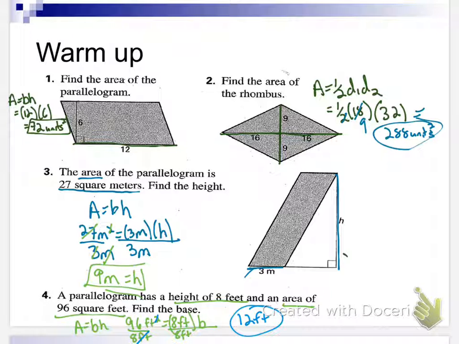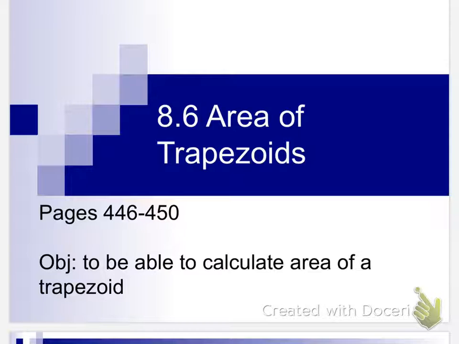Okay, so our warm-up is complete. We're going to switch slides. Today, you guys are doing 8.6, area of trapezoids. Your objective is to be able to calculate the area of a trapezoid.